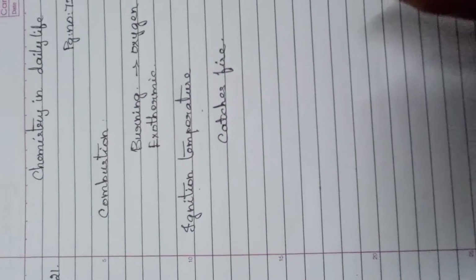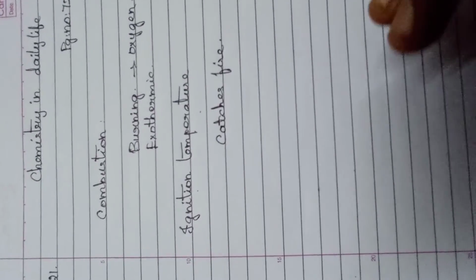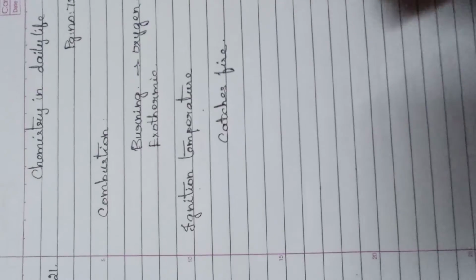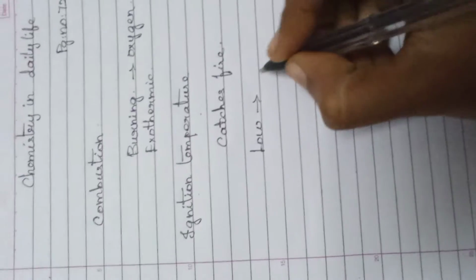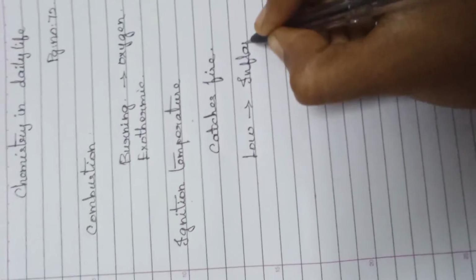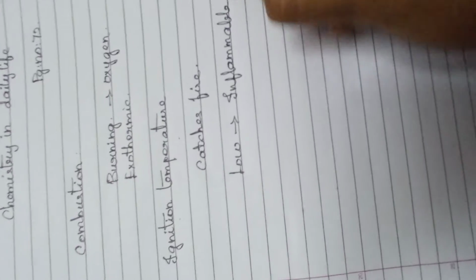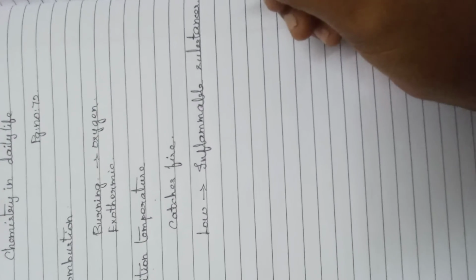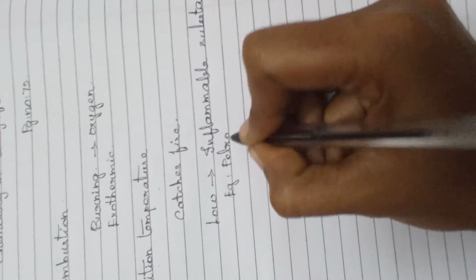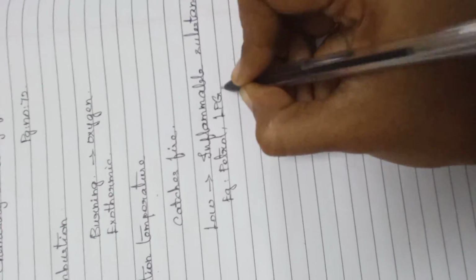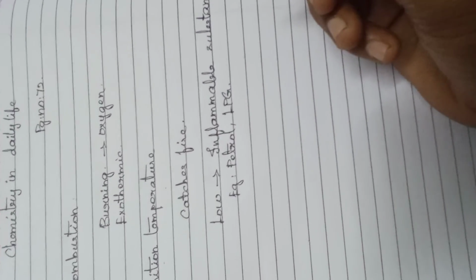If the ignition temperature is very low, the substance will have one range. Below that range, it will not catch fire. And if a substance catches fire at a very low temperature, very easily, even though its temperature level is low, that substance is called an inflammable substance. For example, we can take petrol or LPG gas. These are the best examples of inflammable substances.